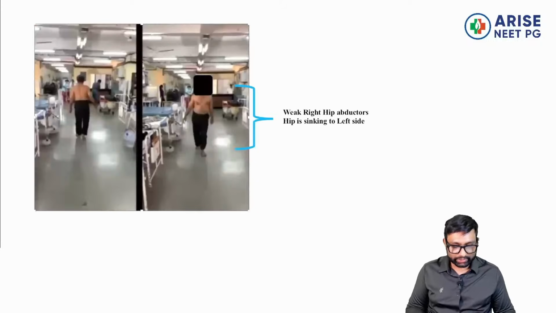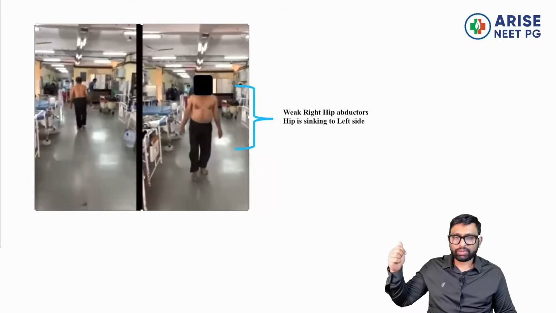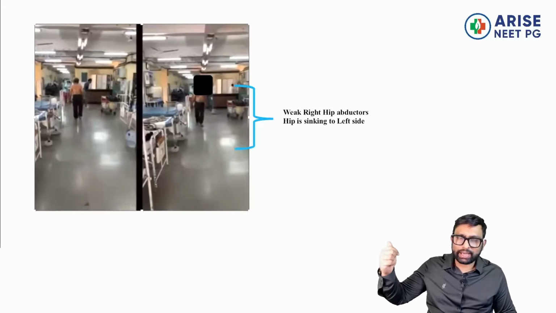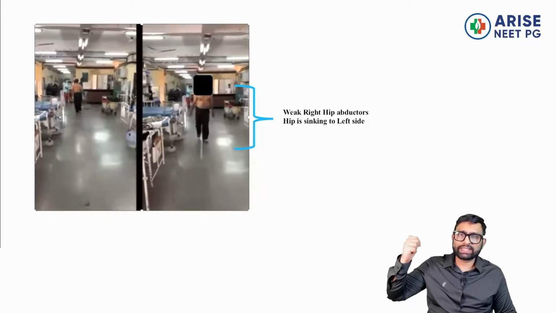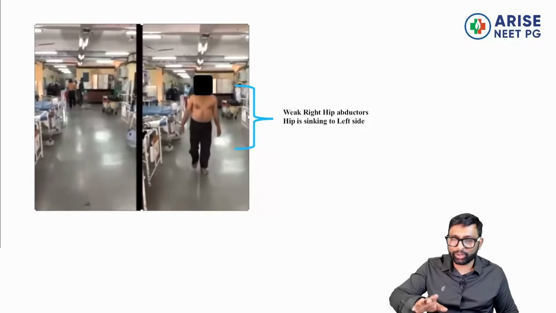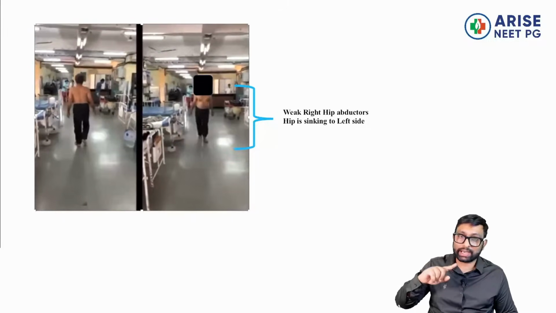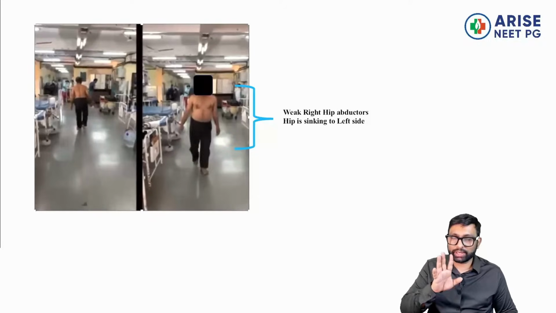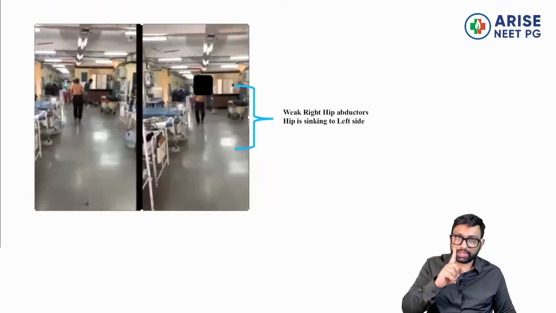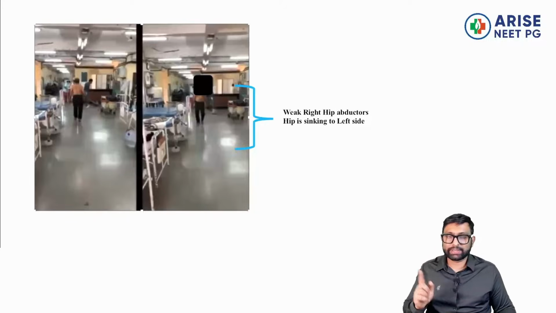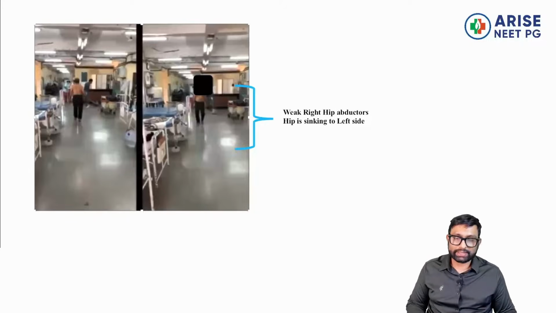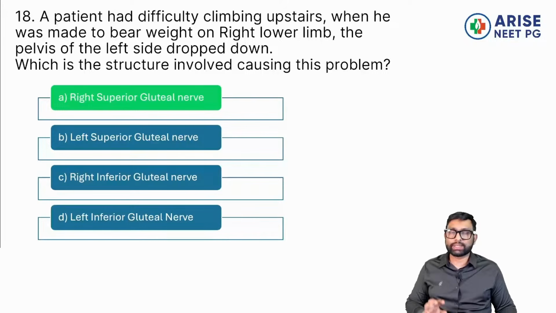Okay, so look at this video here. This is the same patient. He has a right hip abductor weakness. So you can see as he's walking, when he puts his weight on the left leg, his pelvis is sinking towards the right side. When he puts weight on the right side, his hip is sinking towards the left side, and that is a Trendelenburg gait.